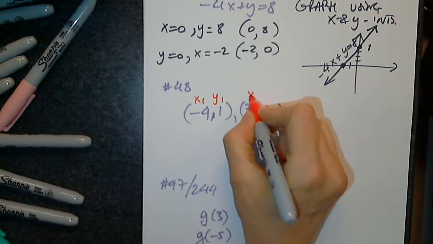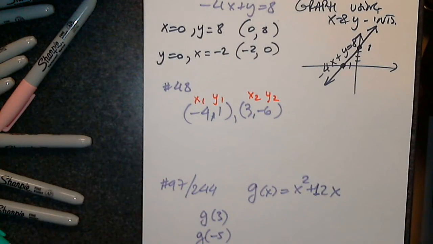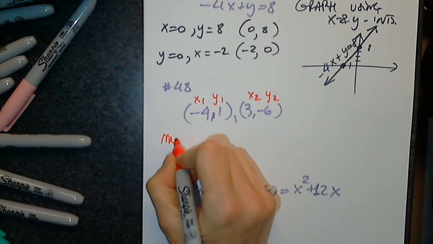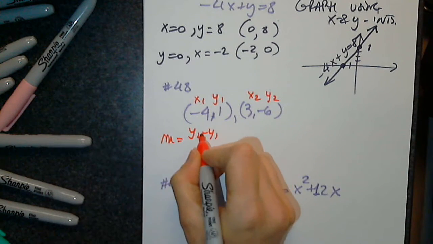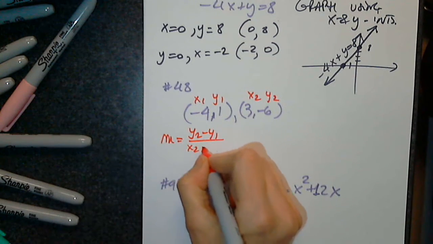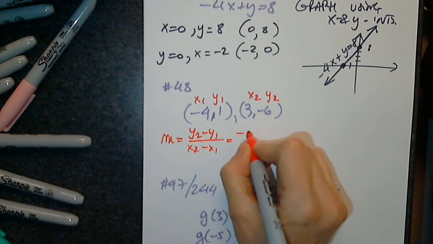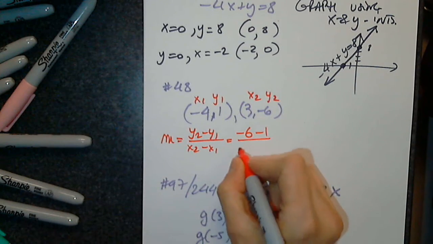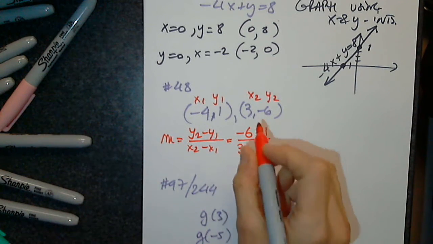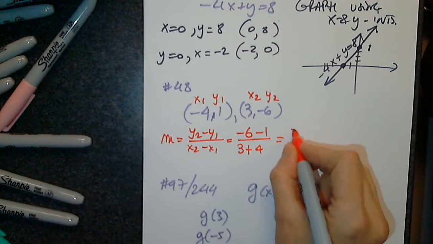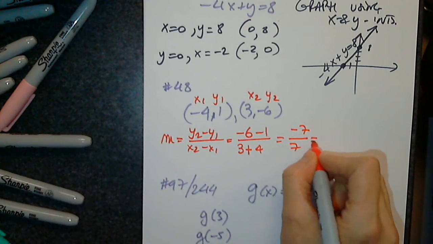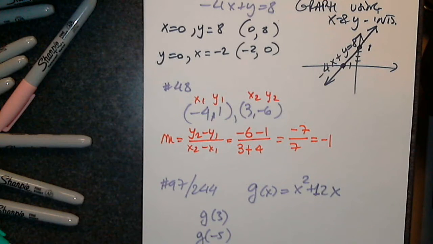x1, y1, x2, y2, and I write the slope. I always write the equation or the definition if you want. And I plug them in: negative 6 minus 1 over 3 plus 4, negative 4. The top is negative 7, the bottom is 7, the answer is negative 1. Are we in agreement with negative 1 for the slope?